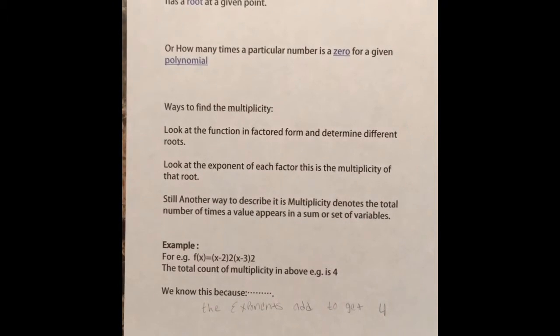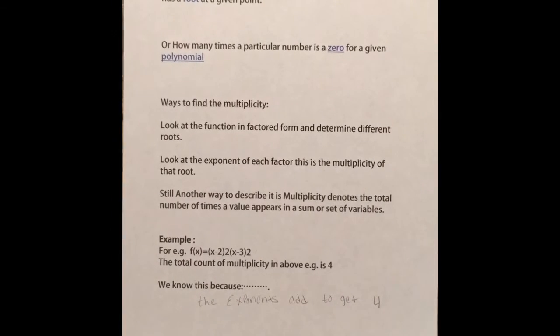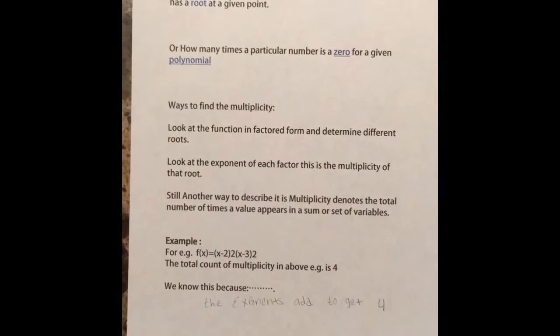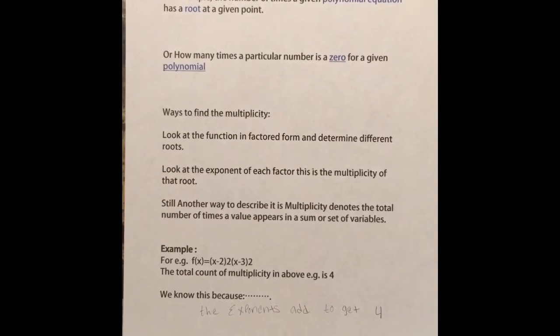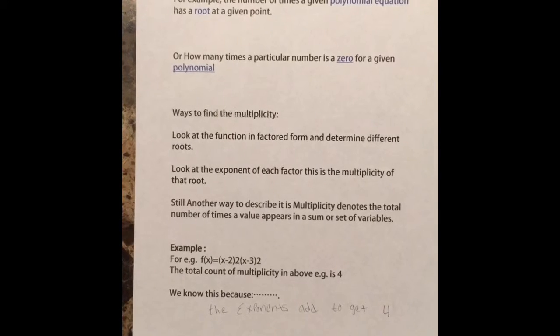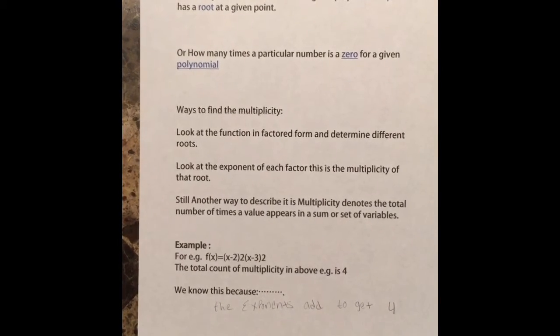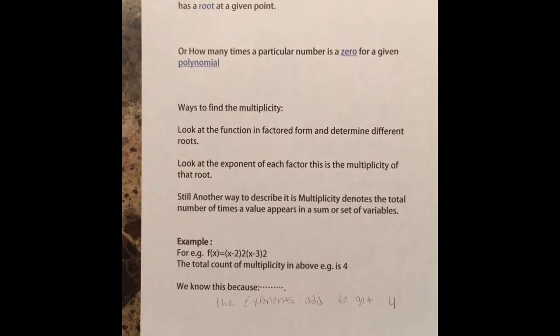What is multiplicity, you might ask? Multiplicity is a member of a multiset, which is the number of times it appears in the multiset. For example, the number of times a given polynomial equation has a root at a given point, or how many times a particular number is a zero for a given polynomial.